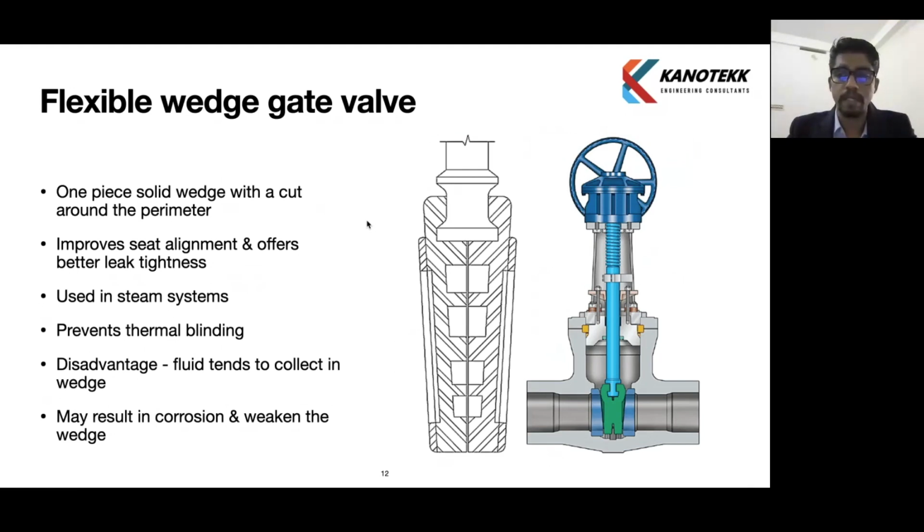Thermal locking means, in case of expansion in the earlier discussed solid wedge valve, the wedge locks in position. It will not move. This valve adjusts to the position, so it prevents thermal binding or thermal locking. The disadvantage of this valve is that fluid tends to collect in the wedge, which may result in corrosion. That is a disadvantage of this valve.